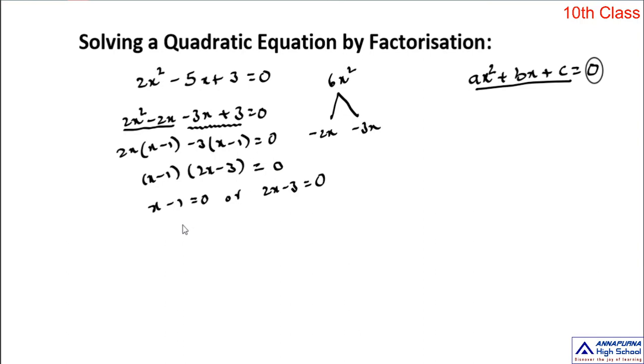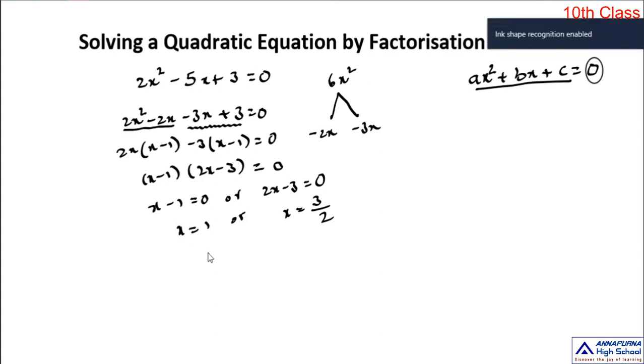So if x minus 1 is equal to 0, then x is equal to 1, or if 2x minus 3 is equal to 0, then x is equal to 3 by 2. So x is equal to 1 and x is equal to 3 by 2 are the solutions of the given quadratic equation. In other words, 1 and 3 by 2 are the roots of the equation 2x square minus 5x plus 3 is equal to 0. So this is the factorization method to solve a quadratic equation.